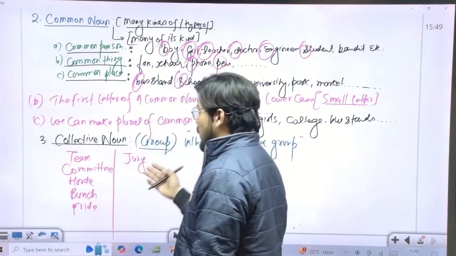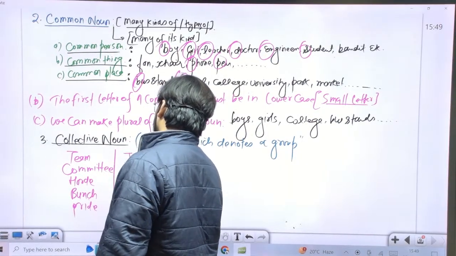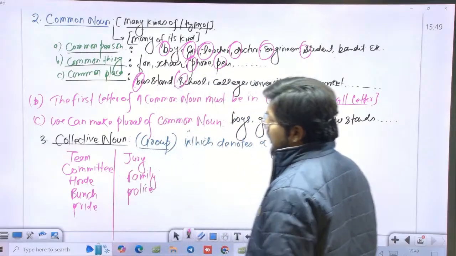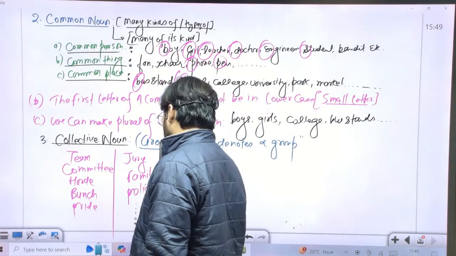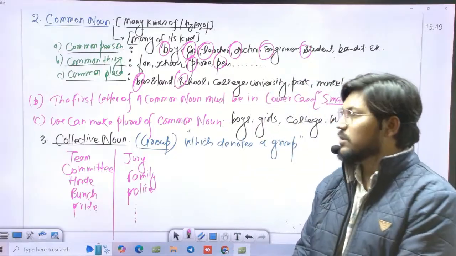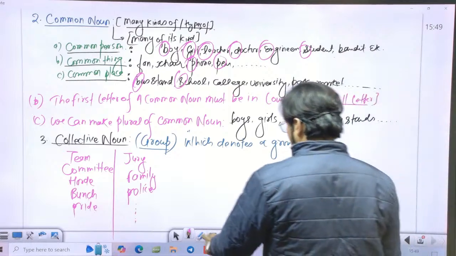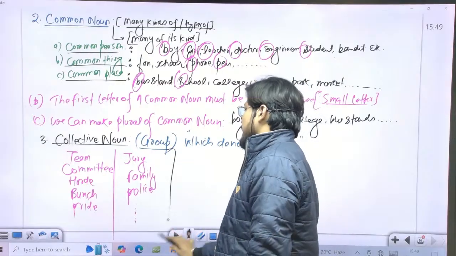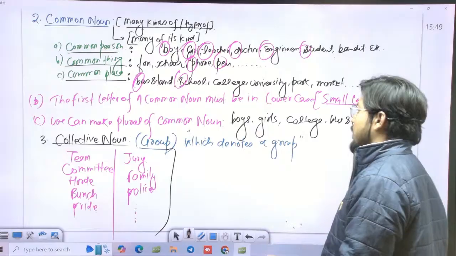Team, committee, horde, bunch. Family is also your collective noun. Police is also your collective noun. Team, committee, horde, bunch, pride, jury, family, police, and so on. So they all are known as collective nouns in English, where you can see them in a group only. Okay. Let's see if they denote any group or any group word is known as collective noun.